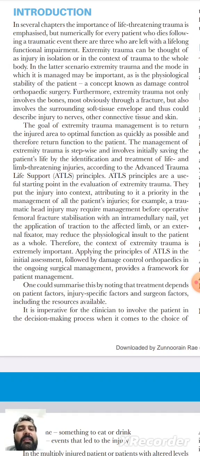Why is it necessary to immobilize the fracture ends? Because moving fracture ends can lacerate the artery, can lacerate the nerve, and can do further damage to the muscles and skin. When we immobilize the fracture ends, the further insult to the body is stopped. This minimum treatment which we do for the fracture in emergency cases is called damage control orthopedics. And when the patient gets stabilized, we do the definite treatment.